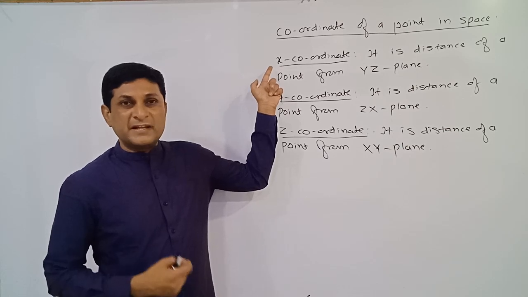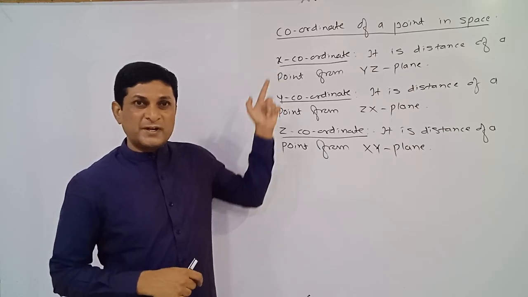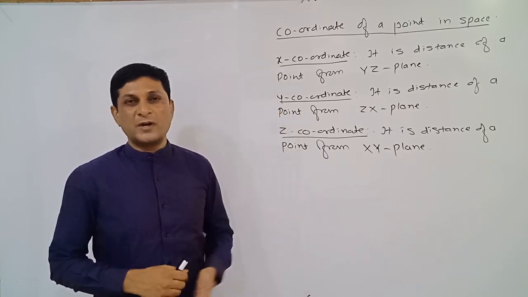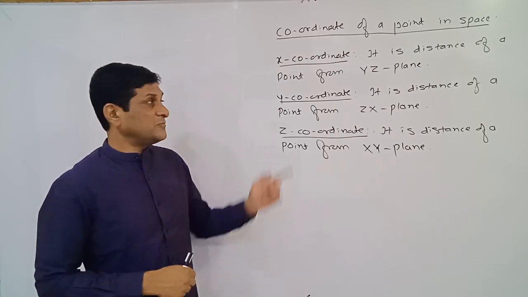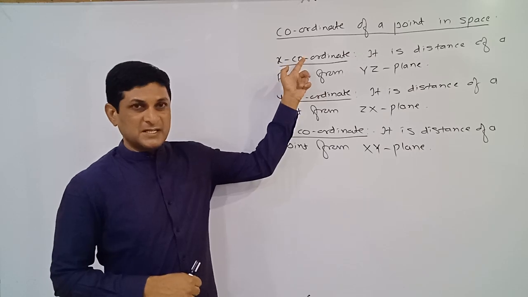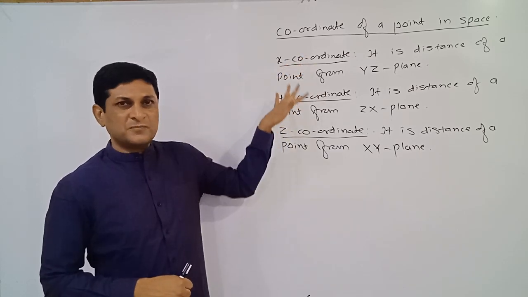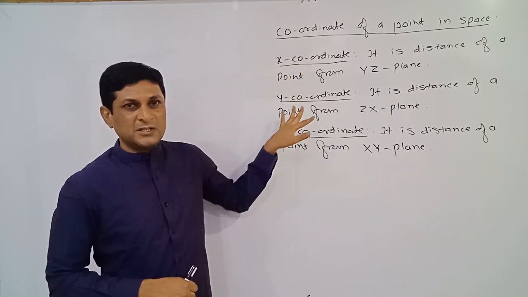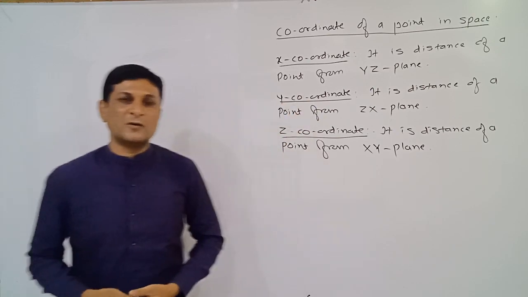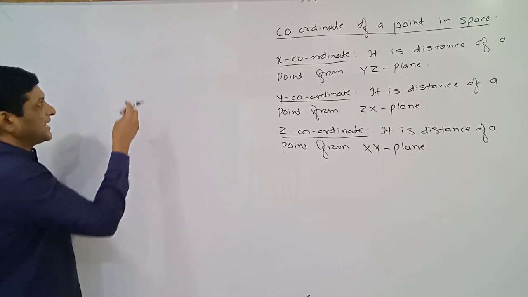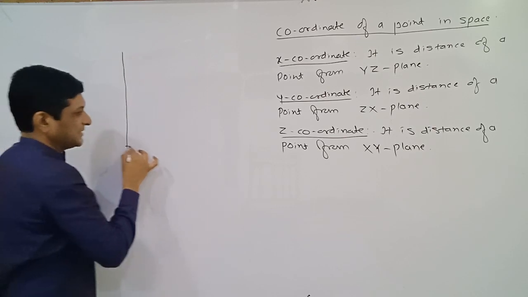Now we are discussing the definition of x coordinate, y coordinate and z coordinate of a point in space. Try to understand. First we will discuss the first definition in detail, and the same method applies to the others. If the first definition is clear to you, you will easily be able to understand the definitions of y coordinate and z coordinate. So let us consider that this is the yz plane.